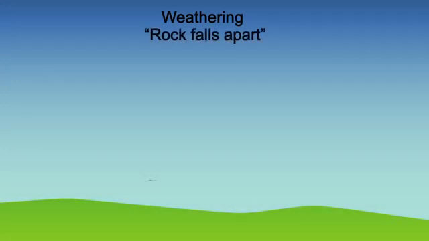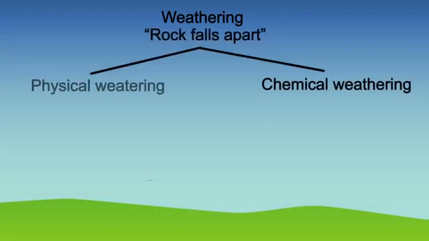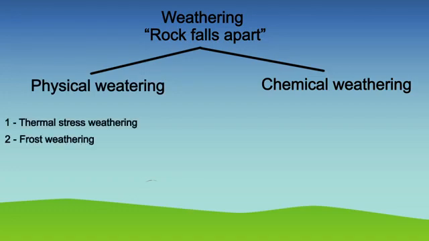We divide weathering into two types: chemical weathering and physical weathering. Physical weathering is in turn subdivided into three types of weathering: thermal stress weathering, frost weathering, and biological weathering.